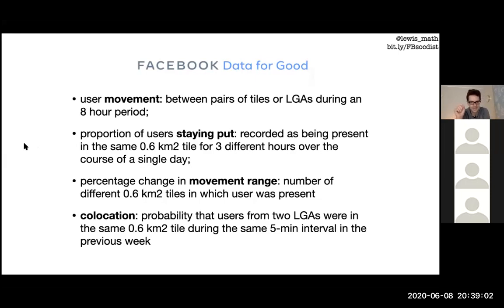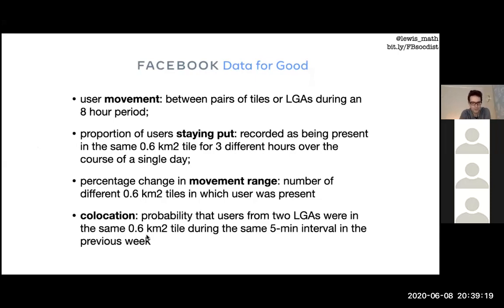Another one is the proportion of users who stay put. So if you're in the same 600-metre square tile for 3 different hours over the course of a day. Then there's percentage change in movement range, so the number of different tiles in which you were present compared with some baseline.